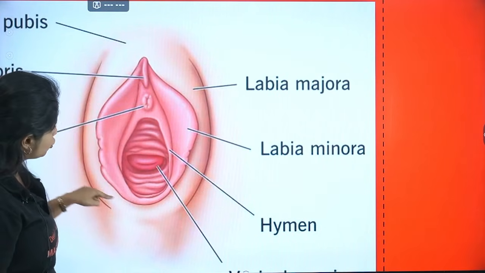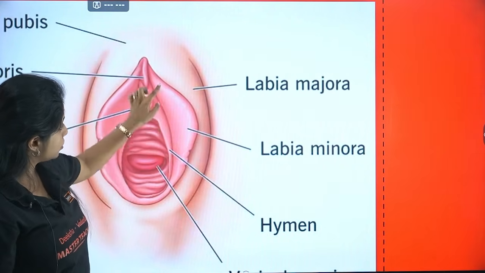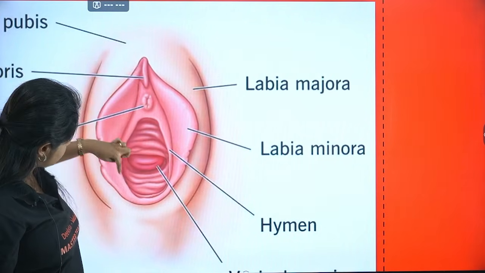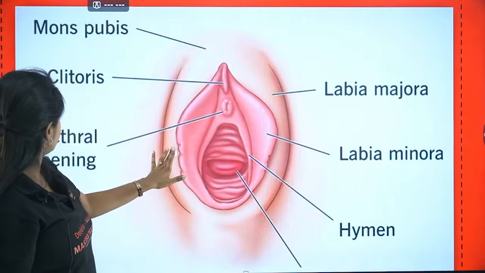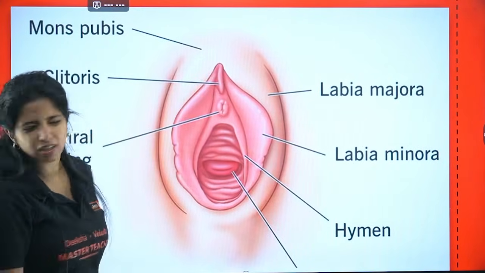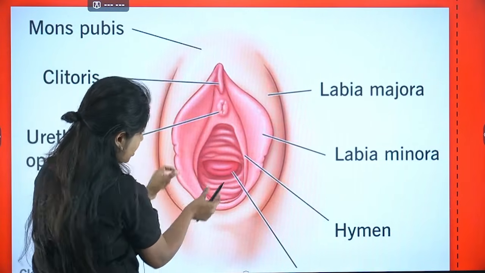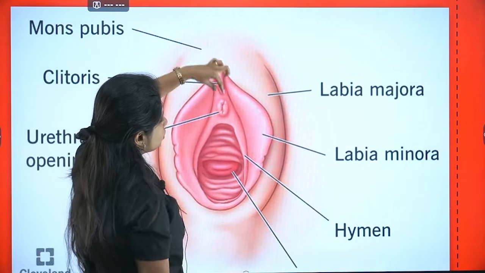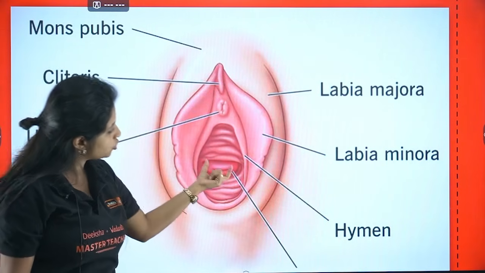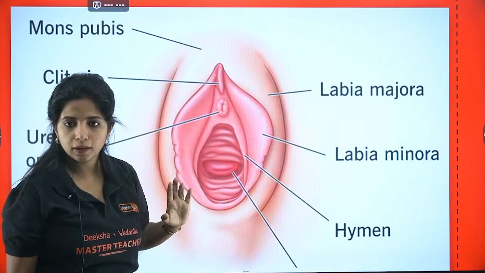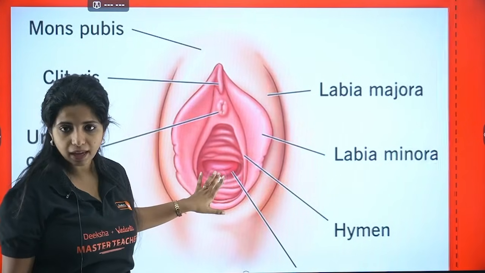This is going to be the labia majora. This is going to be the labia minora. The point where the two labia minora come together is known as the clitoris, and just below this you have the urethral opening, and just below this you have the vaginal opening. Okay, and it will be covered by the hymen.